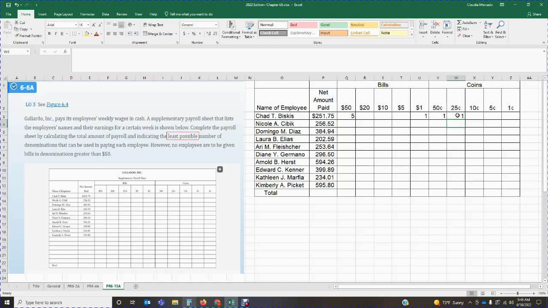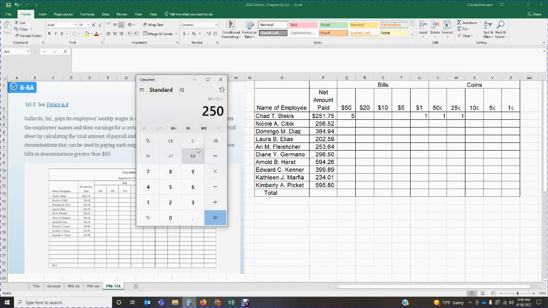Now, what I hear all the time in this problem is, "Miss, my denominations equal the net amount paid, but the system's counting it wrong." Yes, if you are not using the least possible number of denominations, even though your total is correct in the bills and the coins, it's going to count it wrong, because what the system is asking you is to figure out the least possible number of denominations. Please be very careful. Let's do the second one. It's like a puzzle. These are common sense kind of questions.